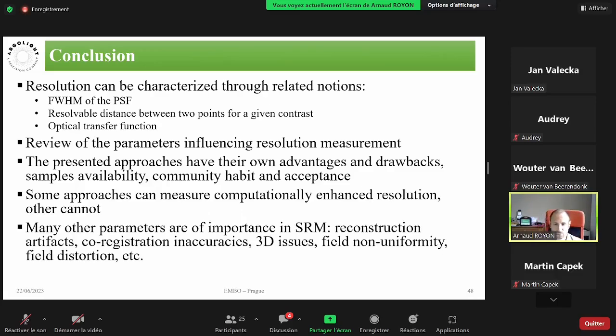And for diffraction-limited microscopy, but also for super-resolution microscopy, there are many other parameters that are important to characterize the microscope. For example, in SIM, there are the reconstruction artifacts, but there are also, for any microscope, the coordination inaccuracies, three-dimensional issues, the field non-uniformity, the field distortion, etc.